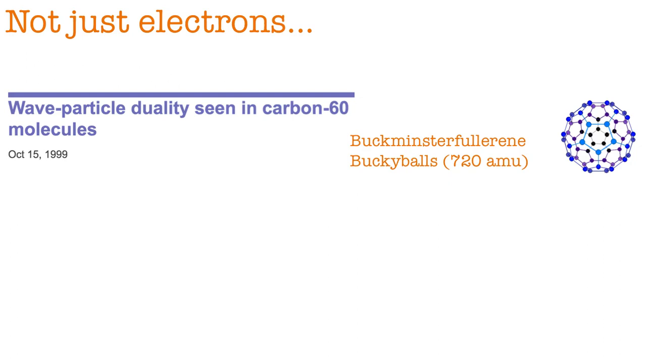I said before that fundamental particles like electrons have wave-like nature, but it's not just electrons. As time has gone on, like here in 1999, there have been results showing larger and larger objects exhibiting interference in two-slit-like experiments. Here we have Buckminster fullerene, or buckyballs, which consist of 60 carbon atoms. Each carbon atom is 12 atomic mass units, so 12 times 60 is 720. Including the small additional mass, this object has a mass of 728 atomic mass units, and wave-particle duality was observed experimentally with these particles.